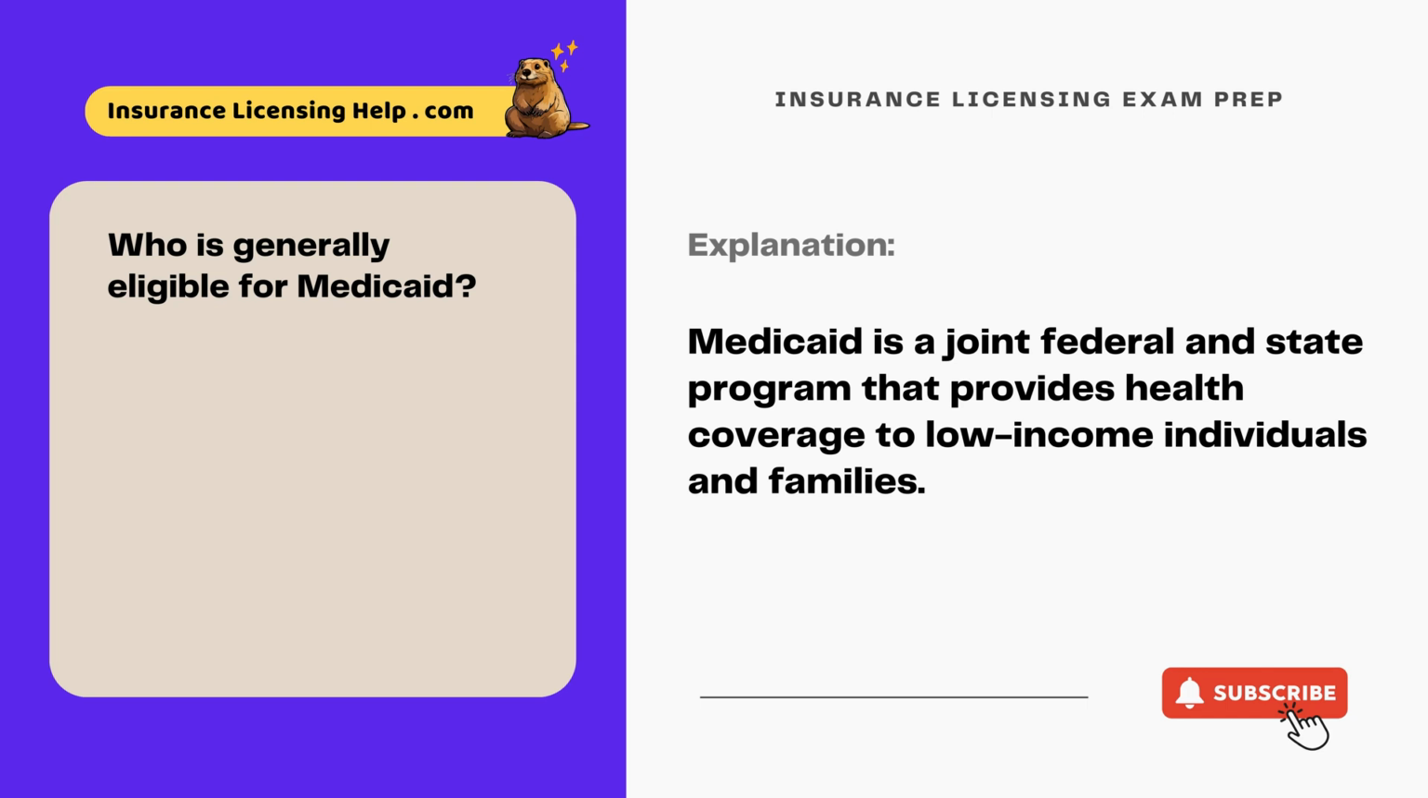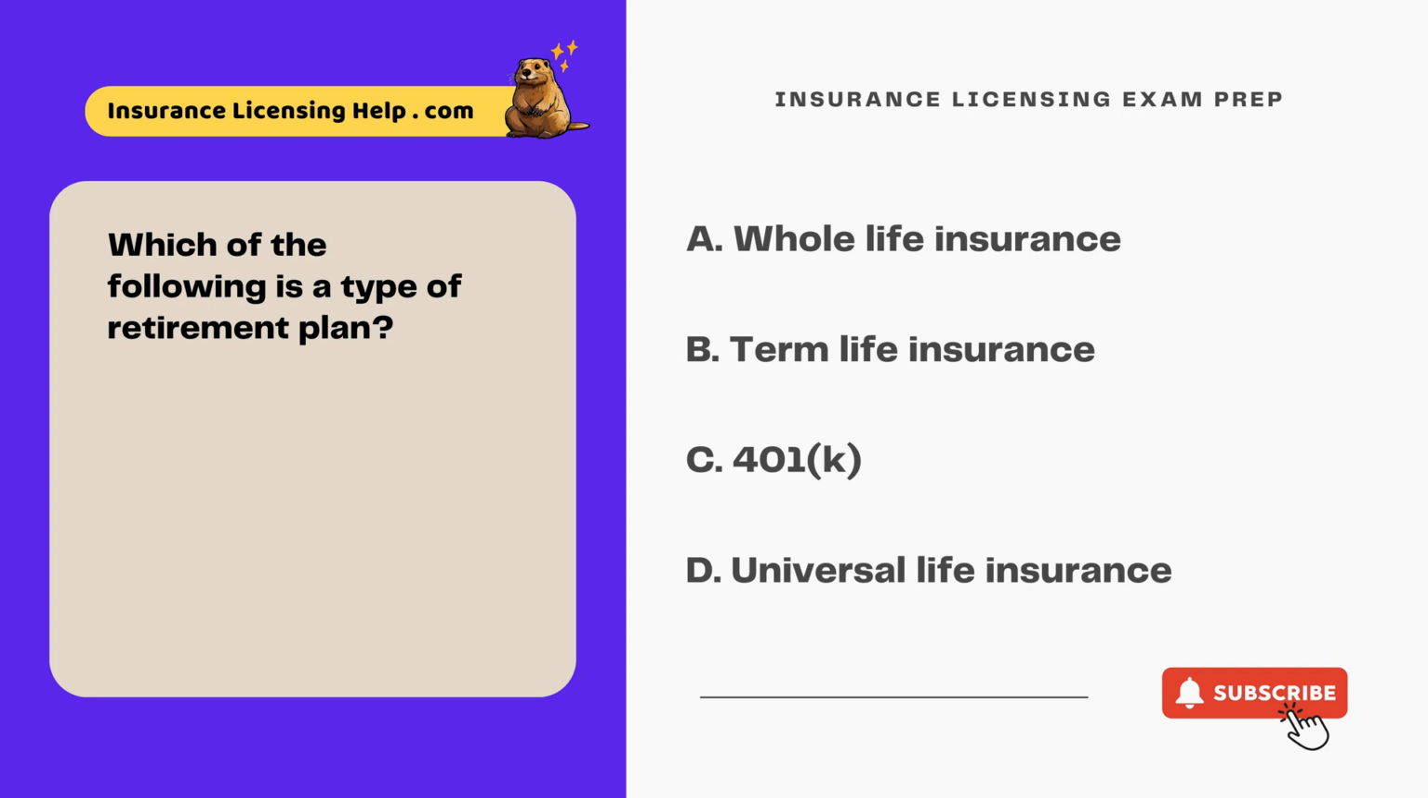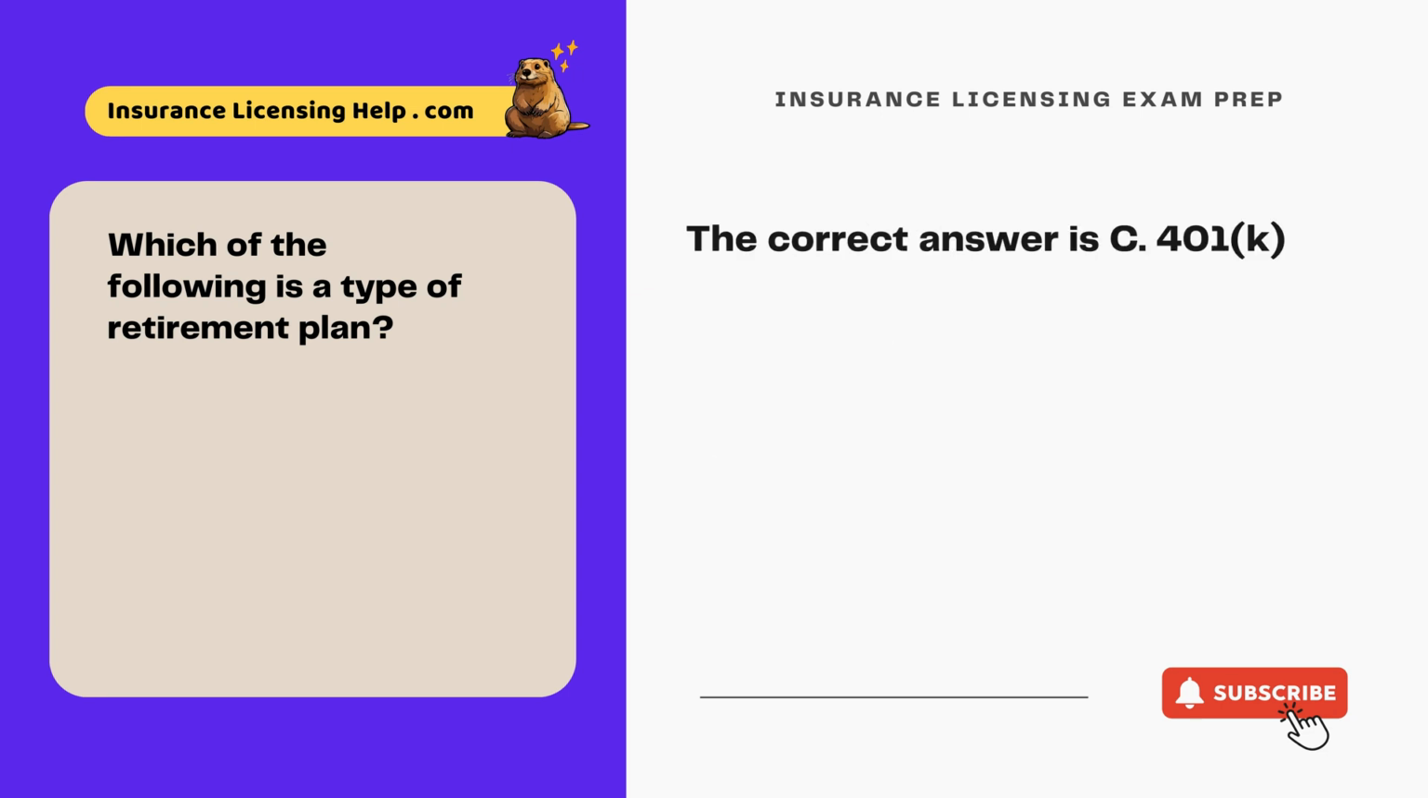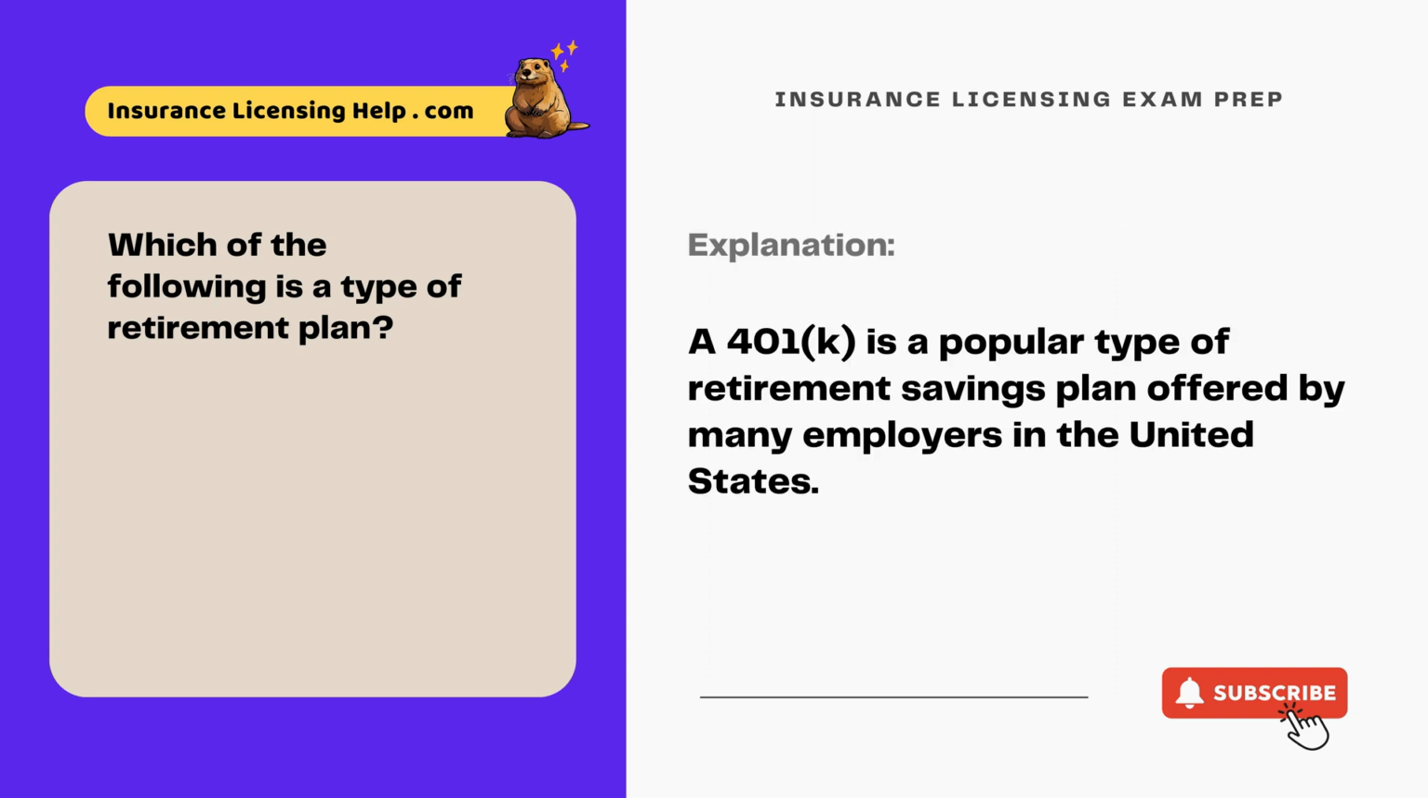families. Which of the following is a type of retirement plan? A. Whole life insurance. B. Term life insurance. C. 401(k). D. Universal life insurance. The correct answer is C. 401(k). A 401(k) is a popular type of retirement savings plan offered by many employers in the United States.